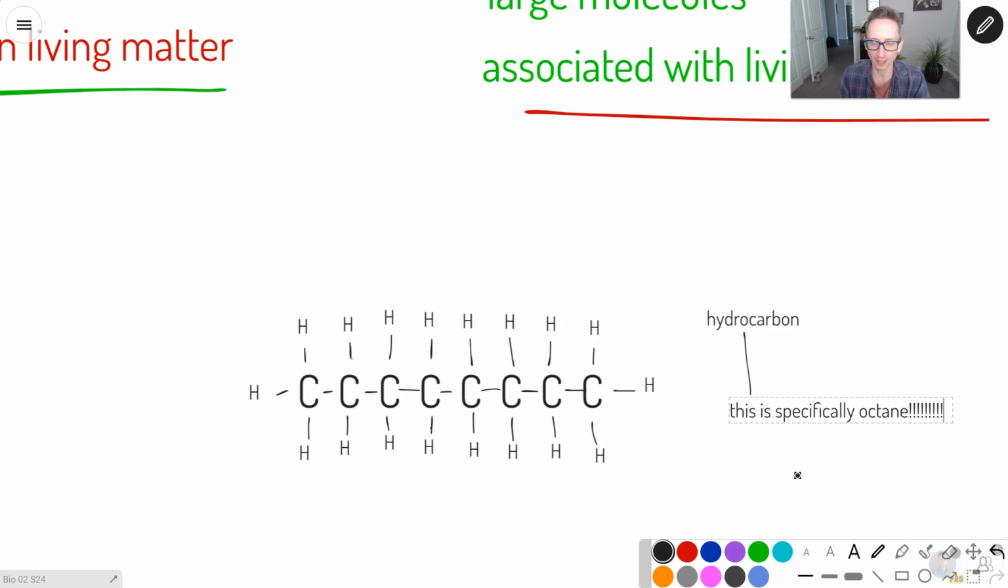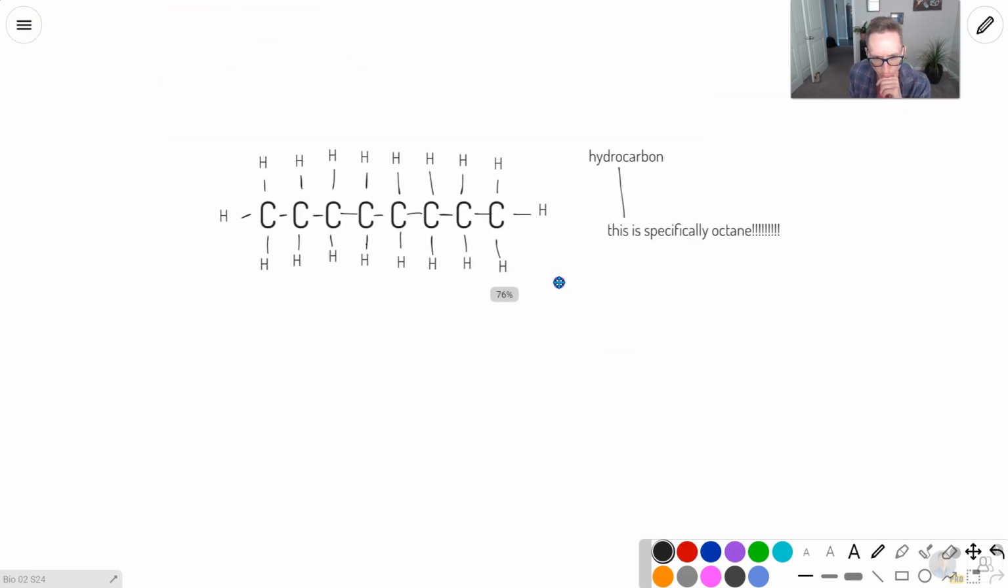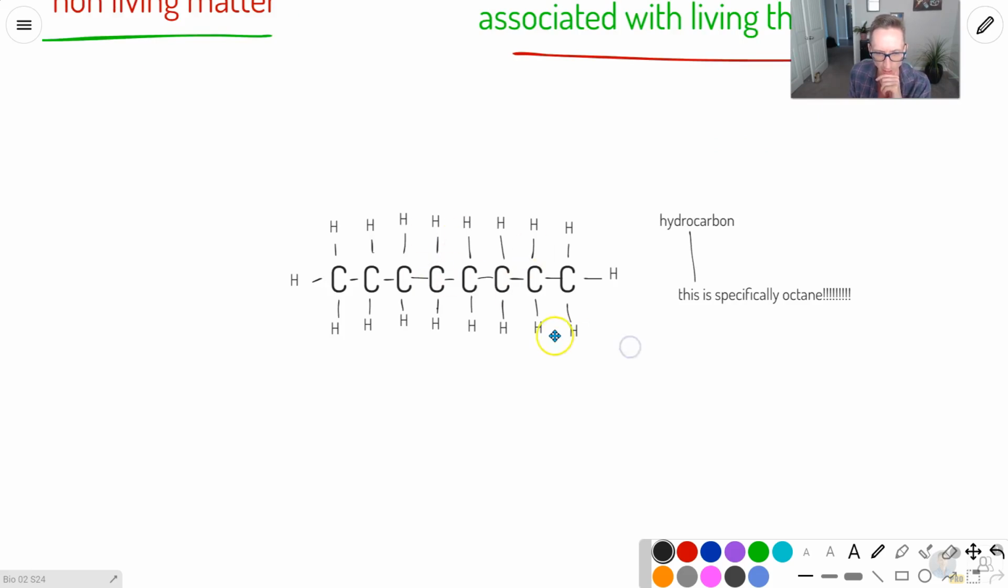You get high octane gasoline. You want this in there. It's going to be good for your fuel, for the burning. A lot of energy in this. All right, so that's one way we can draw it out. It's pretty cumbersome.